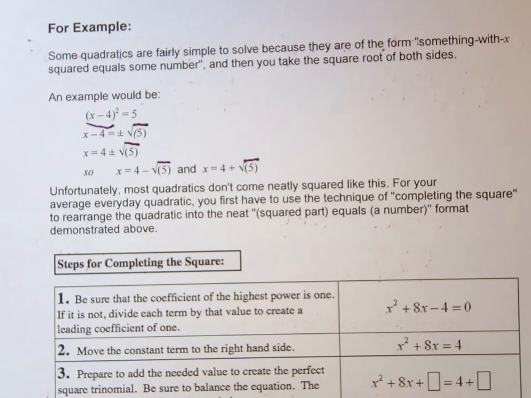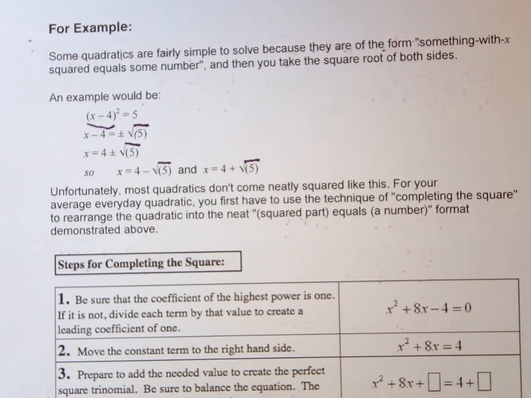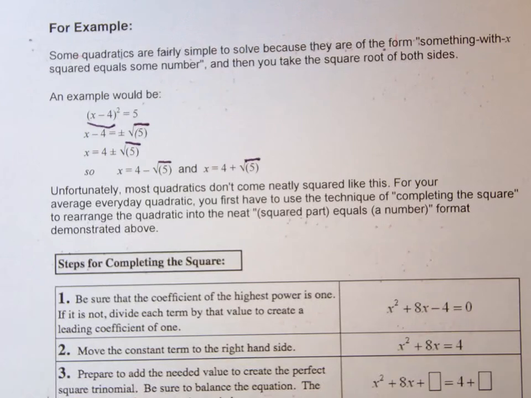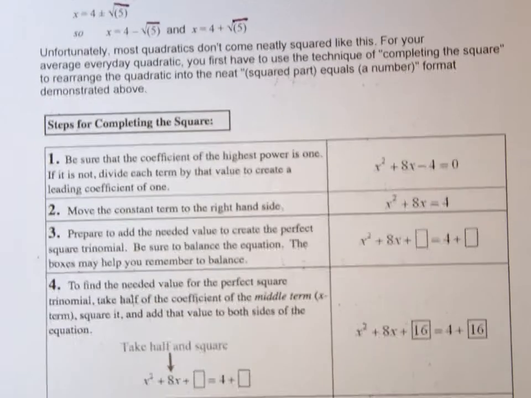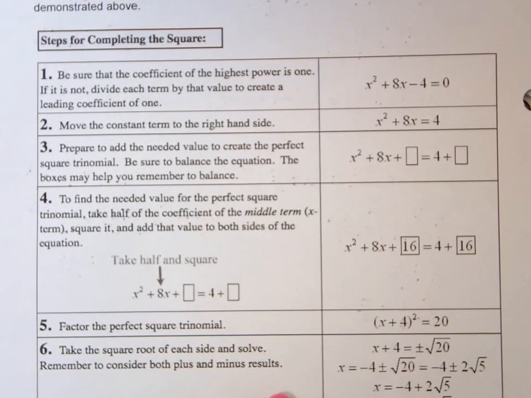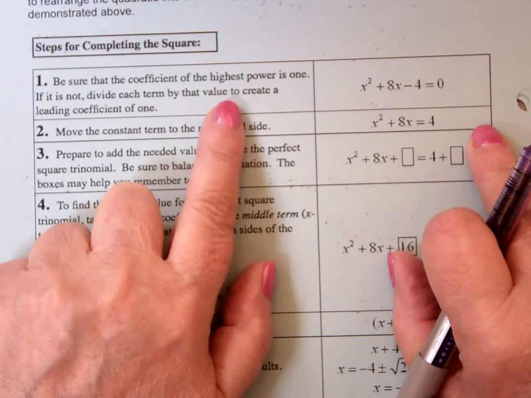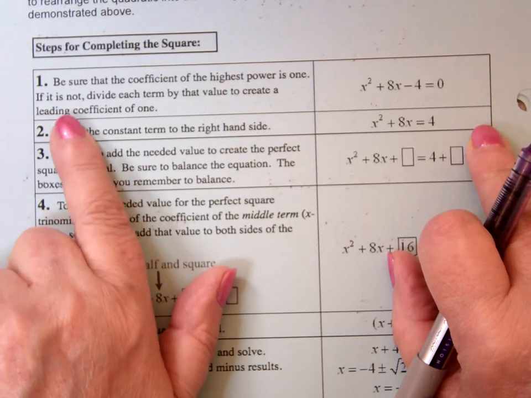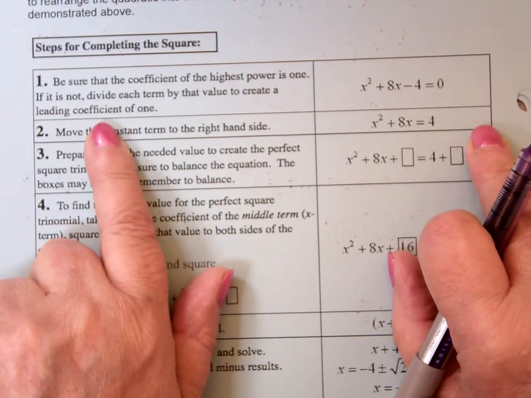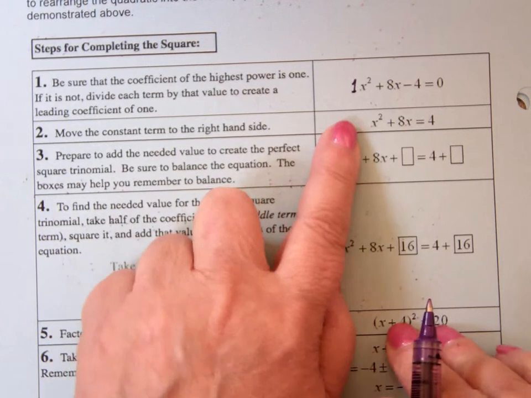Unfortunately, most quadratics don't come in that squared form, so what we have to do is to put it into that form, and that's what completing the square is all about. So the method that we finish off today is solve by completing the square, and there are a series of steps to do so. Anytime there's a series of steps, I have a template that goes with it. So it says, the first step is always, be sure the coefficient of the highest power is 1. If not, divide each term by that value to create a leading coefficient of 1. This guy does have a leading coefficient of 1, so you don't have to do anything.